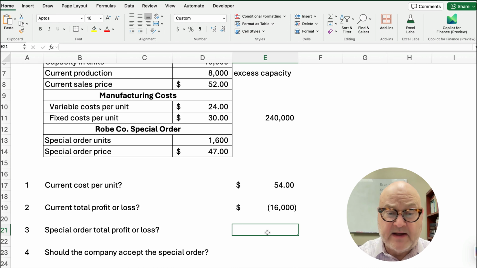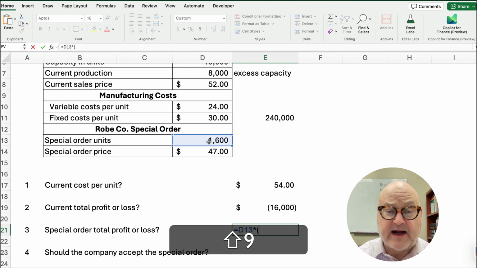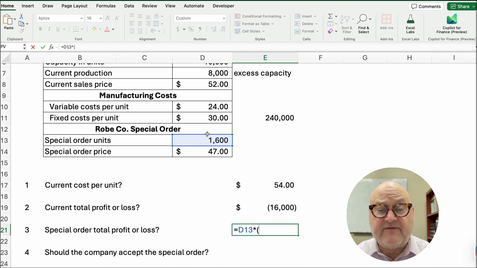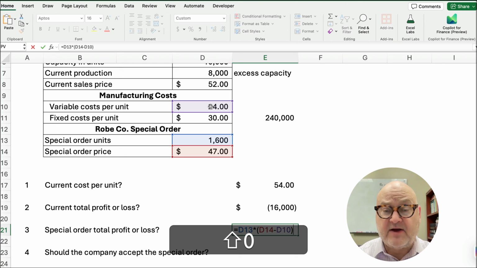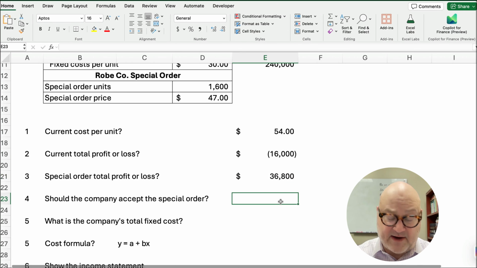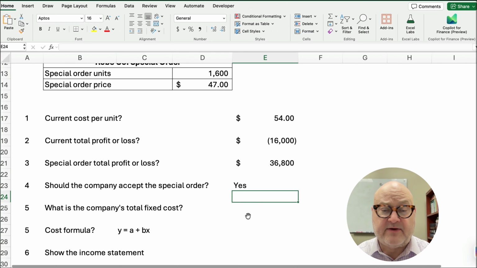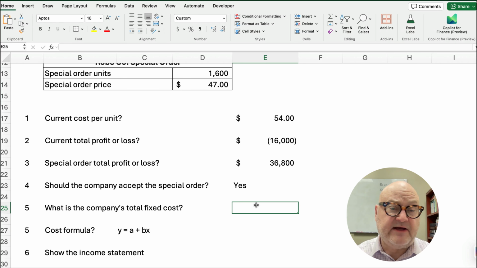But that's not true. What happens is we have 1,600, and we're going to multiply that times our profit per unit. We're going to sell at 47 something that cost us only $24 each. The next one only costs 24, right? And so we're going to make $36,800 as our total profit on this special order. And so therefore our answer is yes, we would accept this special order. We would be glad to sell an extra 1,600 at $47. Now, would we rather sell the 1,600 just as a normal course of our business, sell it at 52?